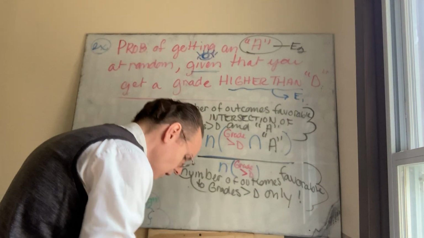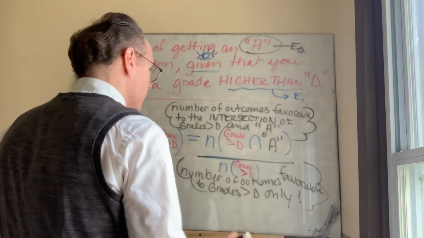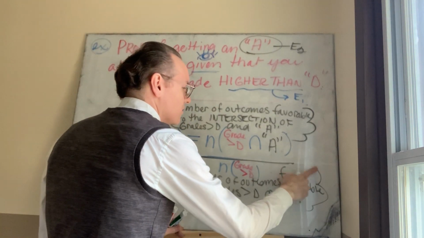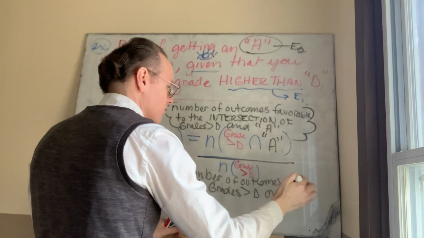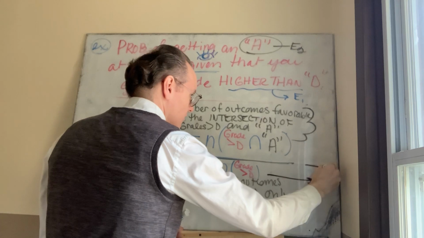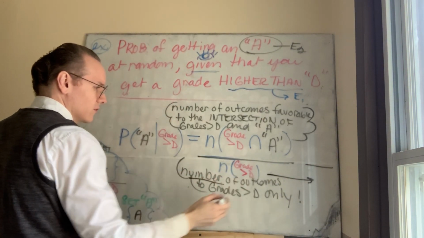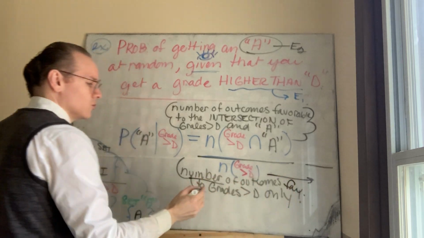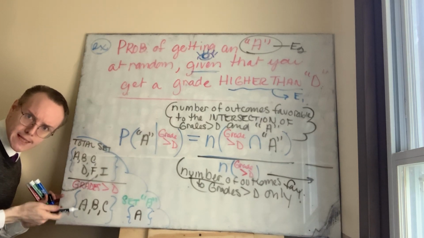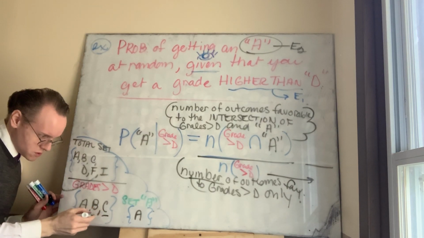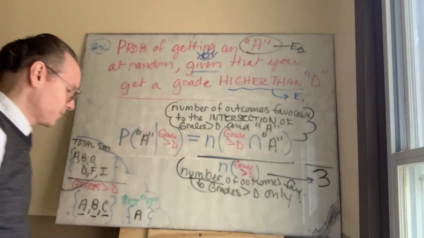So, without making it too sloppy, let's figure out what the denominator is first, because I think that's probably easier. We're just looking for the number of outcomes favorable to grades greater than D. Let's look at this set. How many grades greater than D are there? 1, 2, 3. So the denominator here is 3.